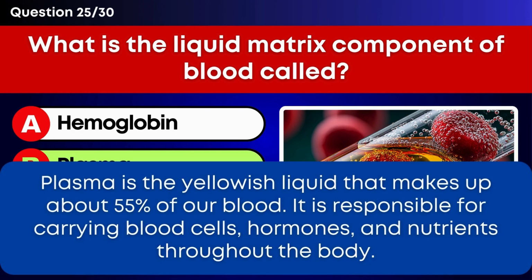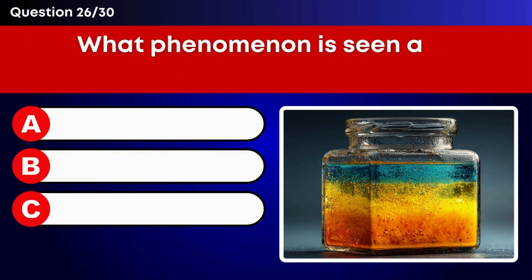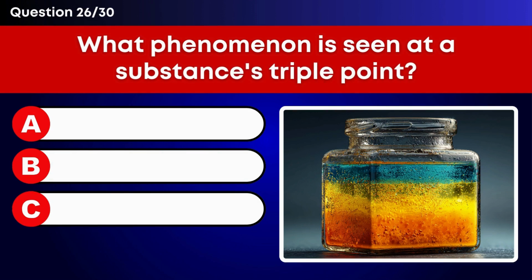Plasma. Plasma is a yellowish liquid that makes up about 55% of our blood. It is responsible for carrying blood cells, hormones, and nutrients throughout the body. What phenomenon is seen at a substance's triple point?